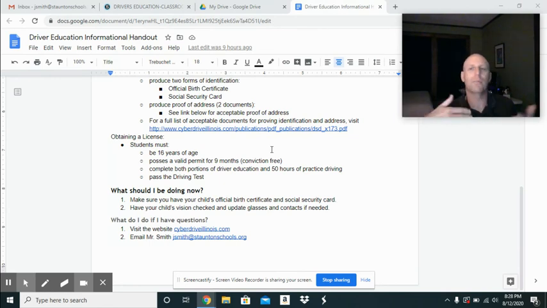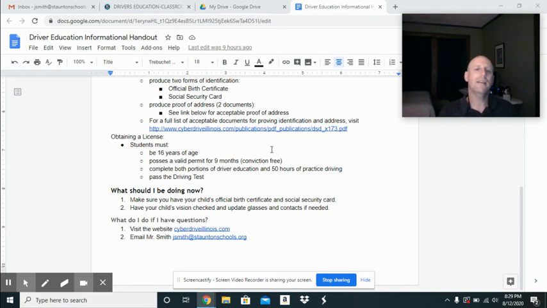A little bit of information about the class. There's a classroom portion, a behind the wheel portion, and what you've got to do to actually get that license. Having the permit, you got to have it for 9 months. You got to be conviction free. Completing the driver education program and the practice driving, and then passing the driving test.